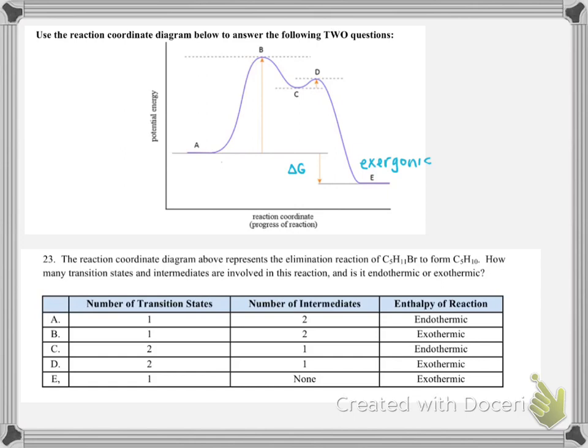Okay, and the number of transition states. The transition states are going to be at points B and D here, when the molecules are at their highest energy states as they're twisting and really uncomfortable twisting into the products. And then the intermediate is going to be represented at point C, and that's just what we are left with between, or at when step 1 is done and step 2 is beginning. Okay, so the answer choice here will be C. Or I'm sorry, D.